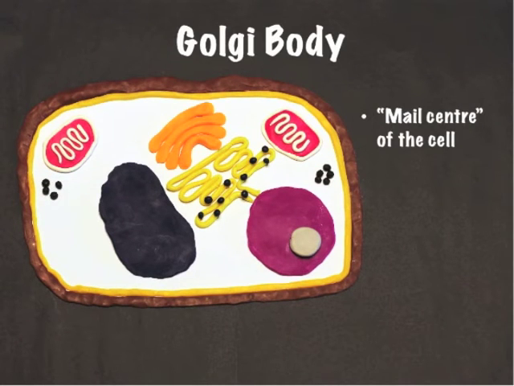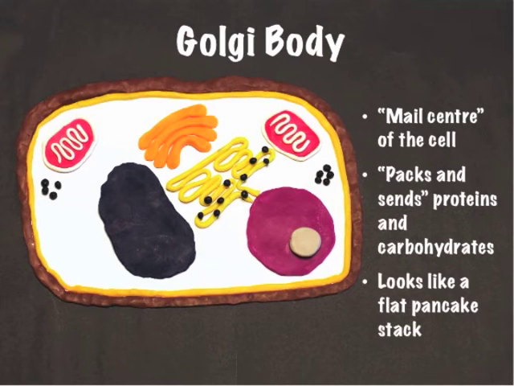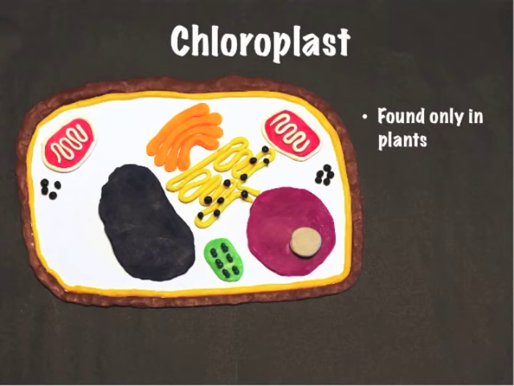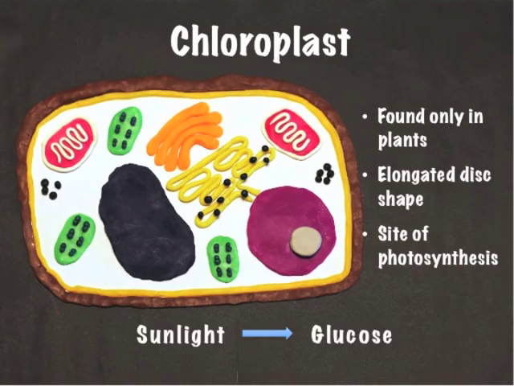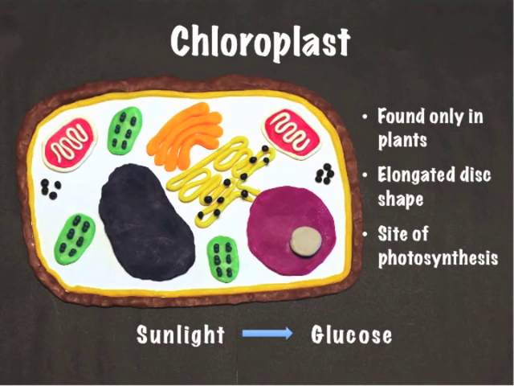The Golgi body is structured like a flat pancake stack. Its function is to gather different substances to pack. Proteins and carbohydrates are chemically modified, and then they are exported for use on the cell's outside. The chloroplast is an elongated, disc-shaped organelle found only in plant cells and contains chlorophyll. It converts rays of sunlight into chemical energy in the form of glucose on which the plant can feed.